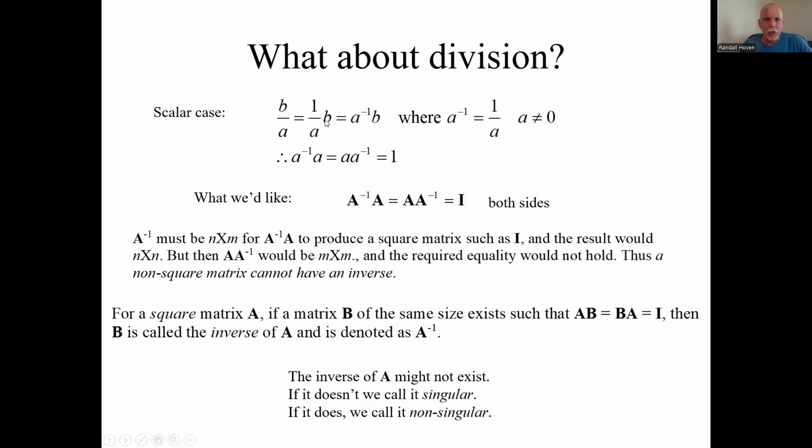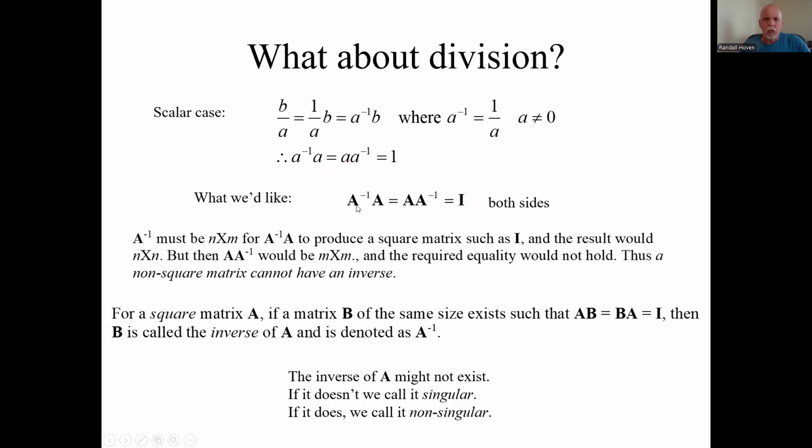I can view it as multiplying b by the inverse of a, 1 over a, where a inverse equals 1 over a for scalars. And I end up with this result for scalars: a inverse a equals 1. What we want is a similar thing for matrices. We would like this to be true, where A is a matrix.